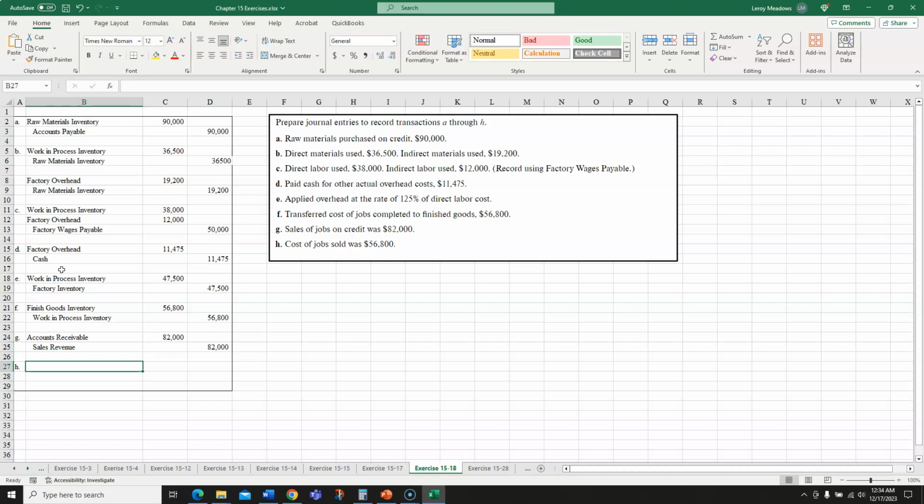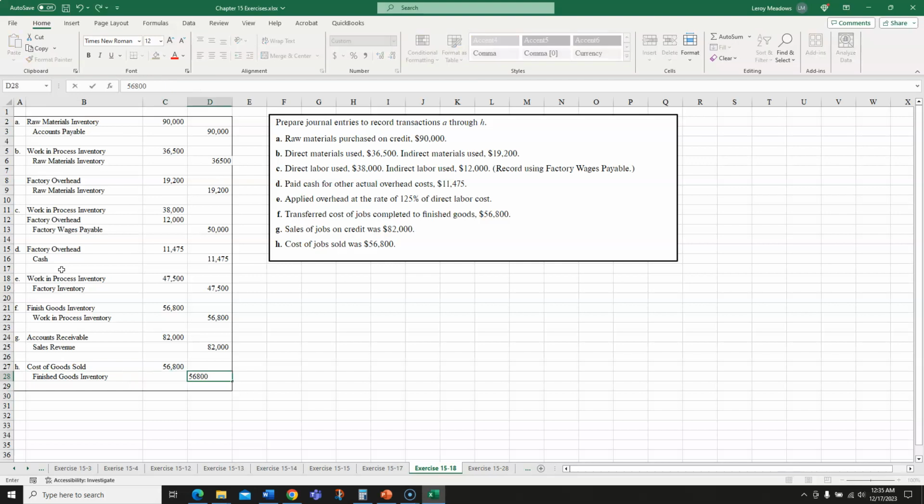And then H, cost of jobs sold was 56,800. So I'm going to debit cost of goods sold, 56,800. I'm expensing them off, so I'm moving. Where am I removing them from? Finished goods inventory, 56,800.